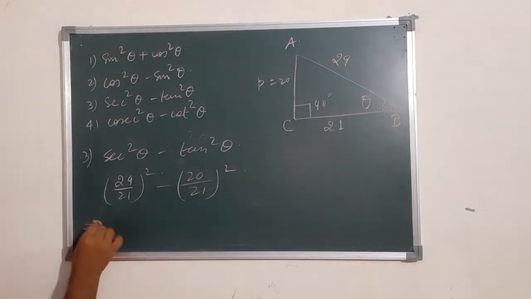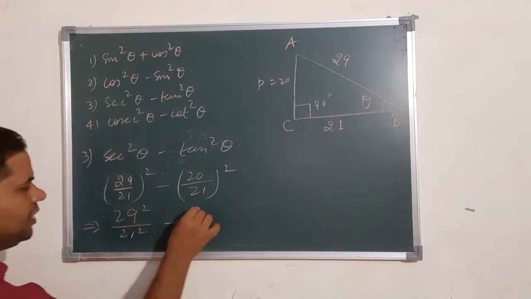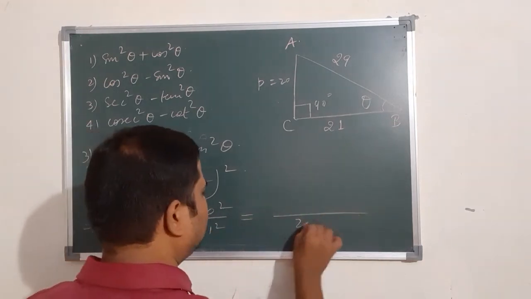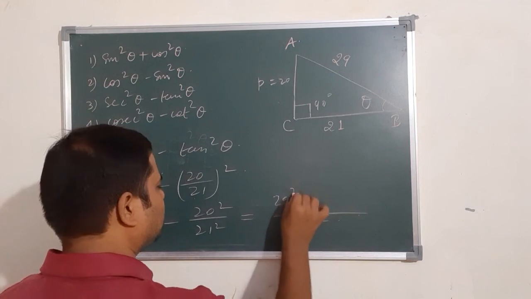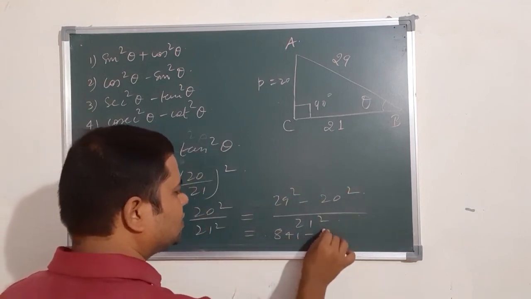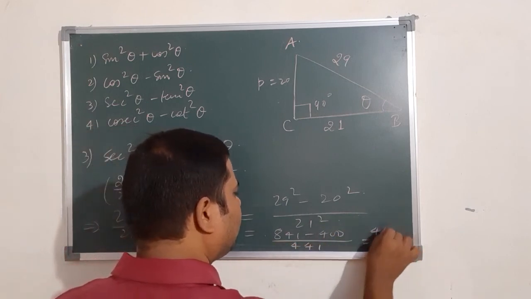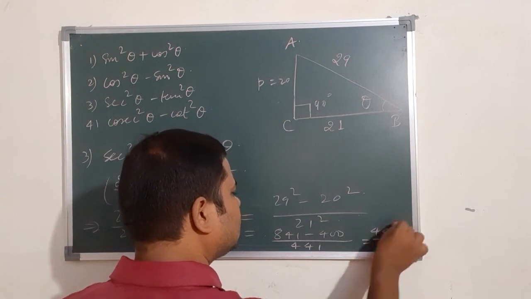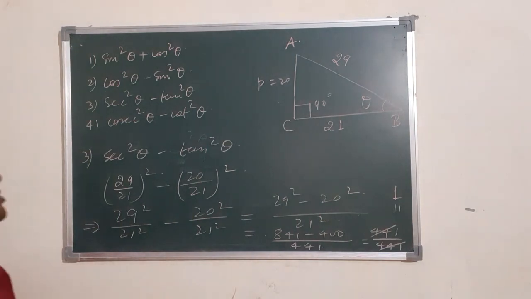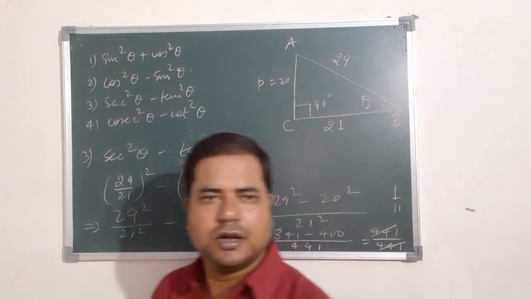So this is 29 whole square upon 21 square minus 20 whole square upon 21 square. So this is equal to 29 square minus 20 square upon 21 square. So this is 841 minus 400 divided by 441, which is 441 divided by 441. This is equal to 1. So in this manner we have to complete the third question also. Similarly you can do the other questions. So please note it down.